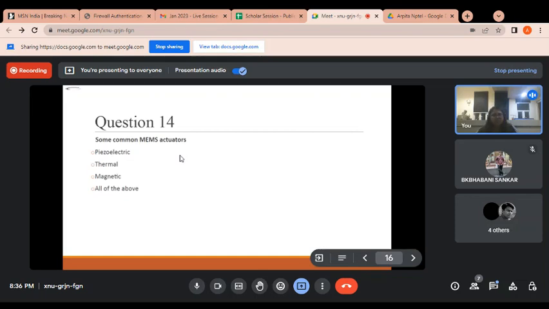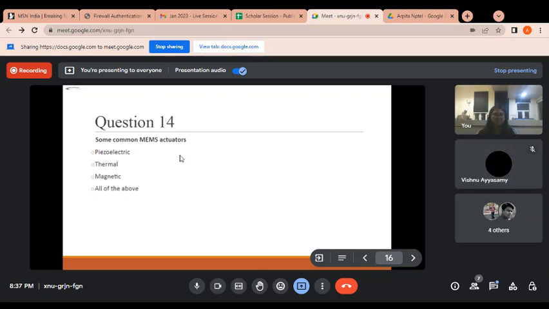Can anyone explain why and what is the right answer? Vishnu? Ma'am, piezoelectric converts mechanical signal to electrical, ma'am. Okay, in terms of voltage. And for thermal? Heat into electricity. Okay. Magnetic? Ma'am, I'm not sure about that, ma'am.